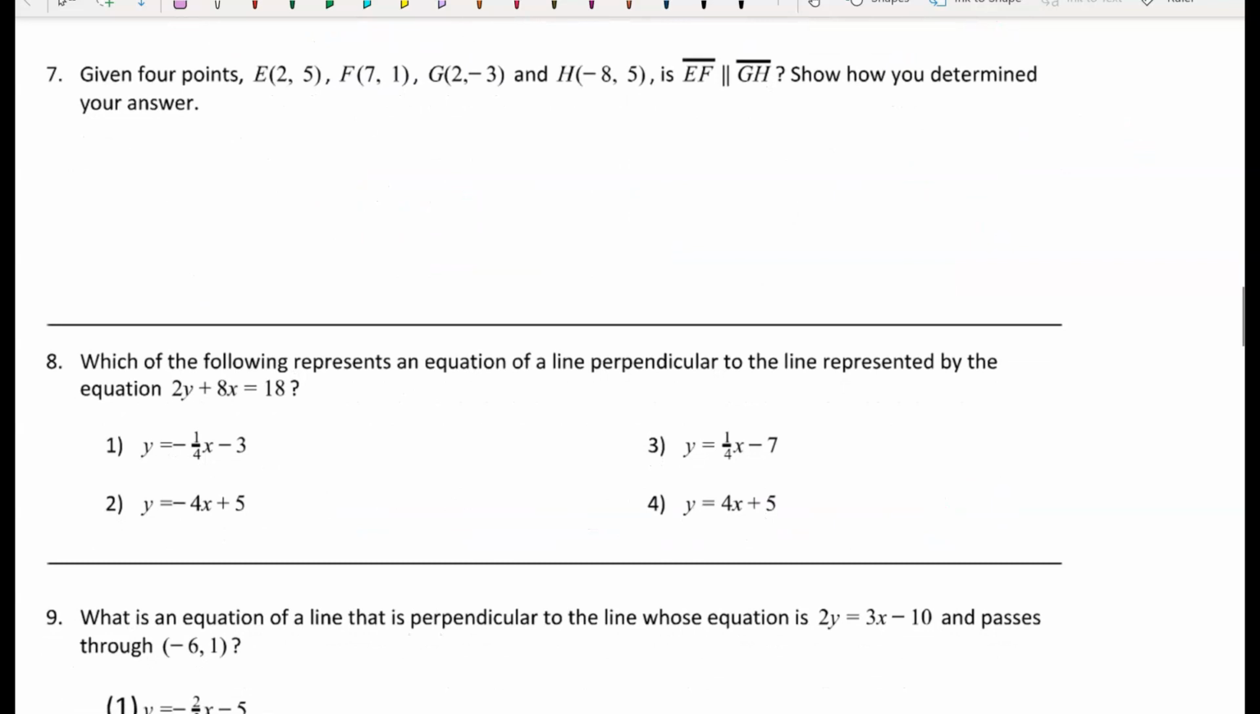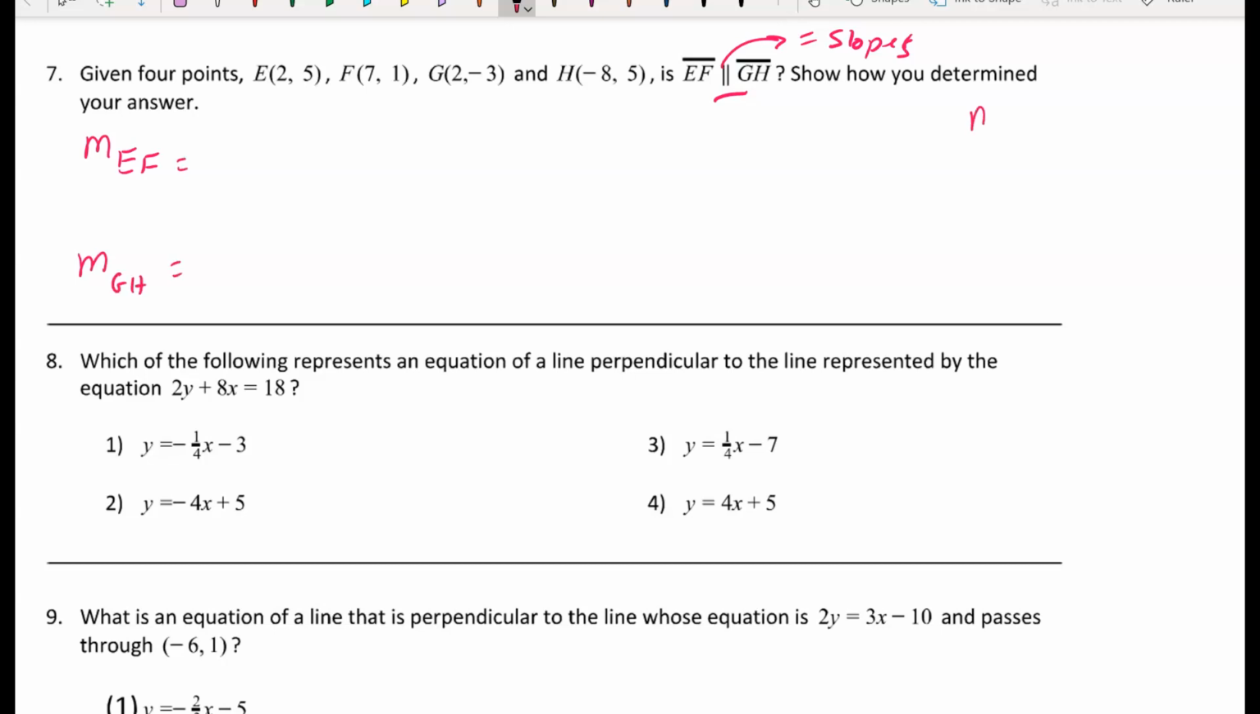Number 7. Given 4 points E, F, G, and H, is EF parallel to GH? Show how you determine your answer. Well, remember, parallel lines have equal slopes. So if I could show that their slopes are in fact equal, that would be enough for me to determine if they're parallel or not. So I'm going to start by finding the slope of EF, and I'm going to find the slope of GH.